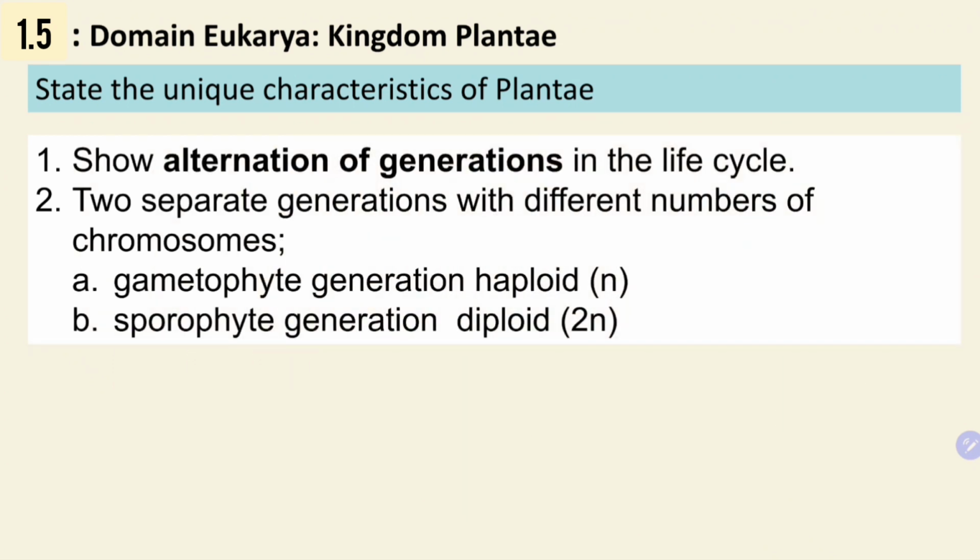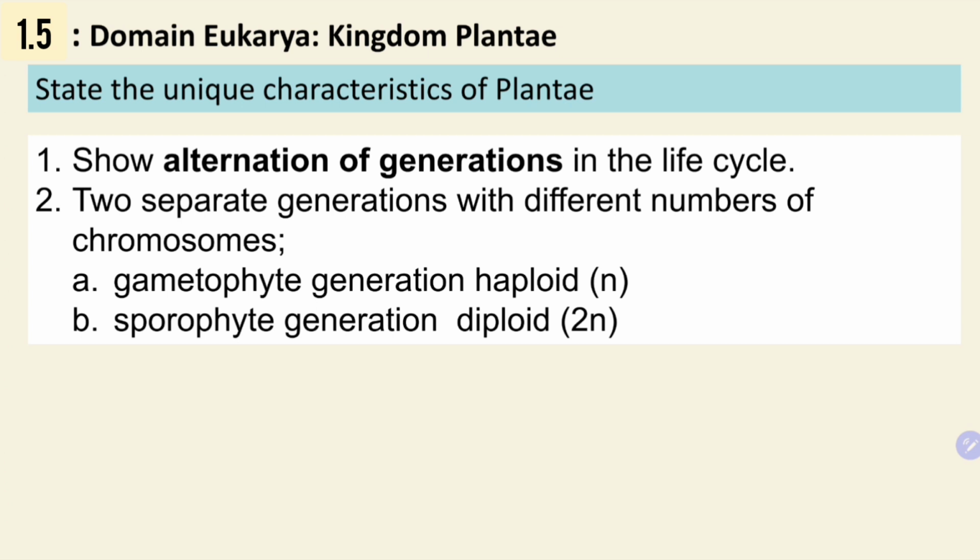Next, Plantae shows alternation of generation in their life cycle. So what does it mean by alternation of generation? So basically all organisms in group Plantae will have two separate generations with different number of chromosomes. So plant can have gametophyte generation, which is the haploid generation, and also sporophyte generation, which is the diploid generation. So maksudnya plant ni ada body dia yang 2N, diploid, yang kita panggil sebagai sporophyte generation.